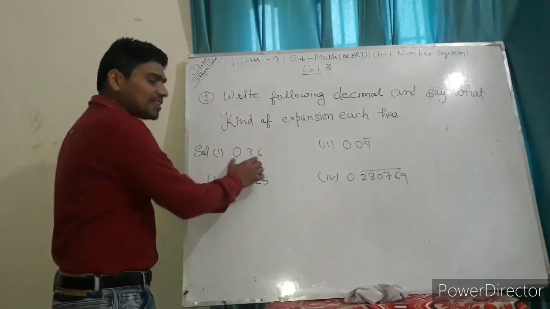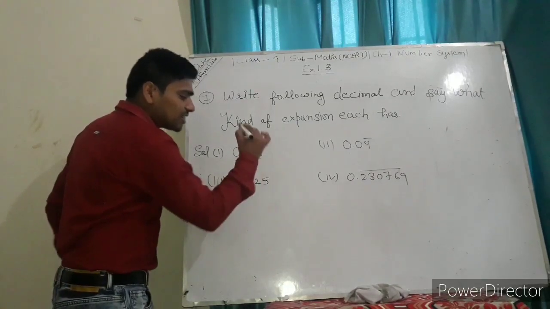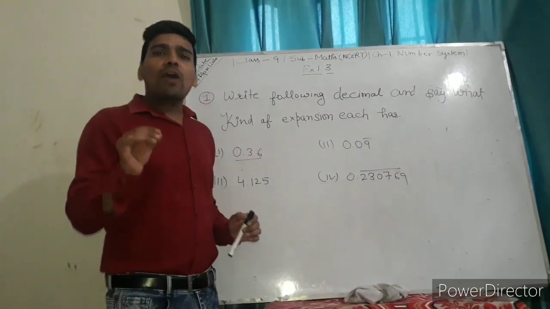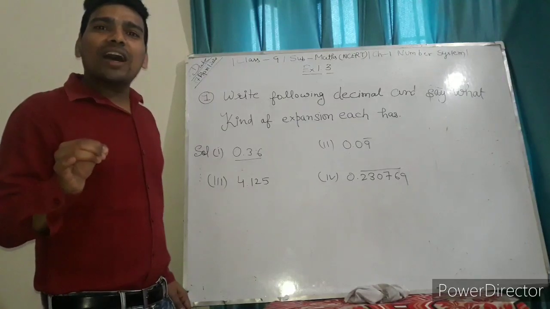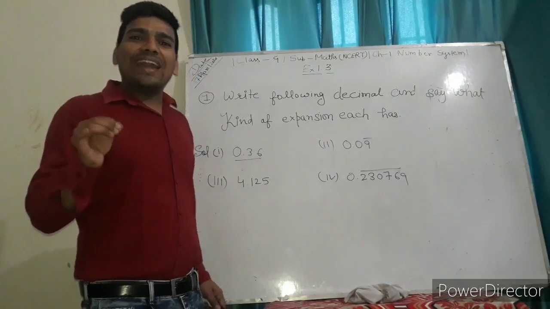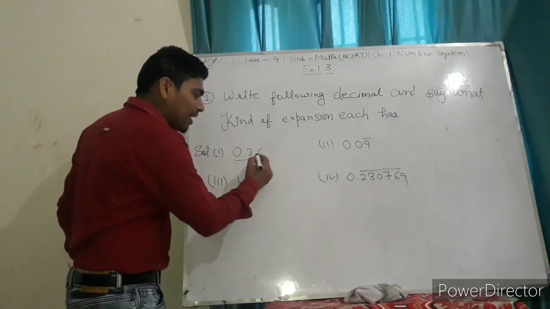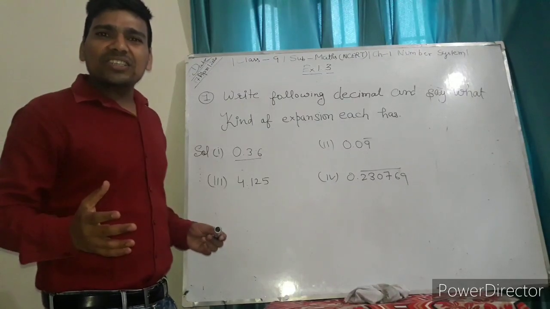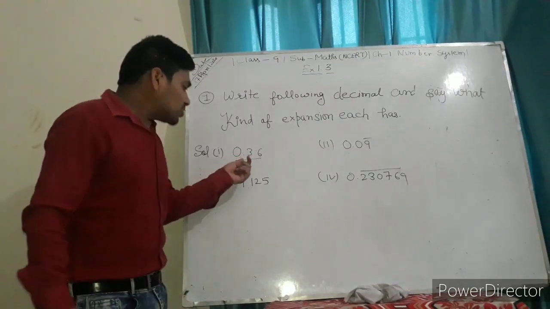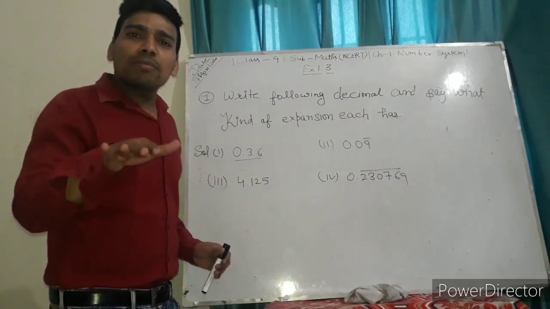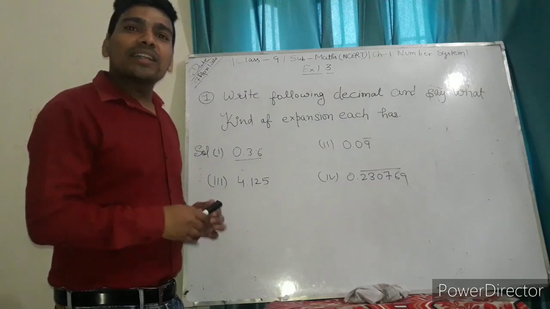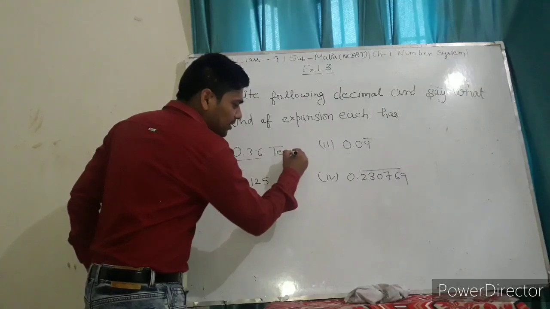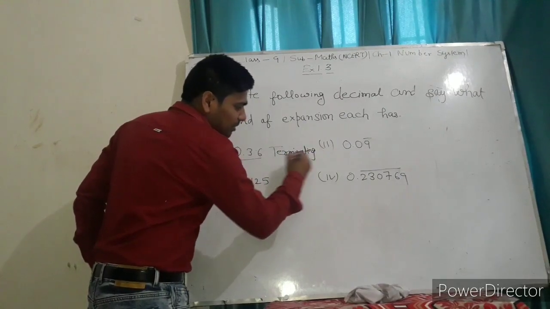Now the first decimal number is 0.36. What is meant by 0.36? You have already been taught by me what kinds of decimal expansion a number can have. Now you have to identify: because after 6 there are no more digits, it stops here. The number whose decimal stops is known as terminating. So its decimal expansion is a terminating decimal expansion.